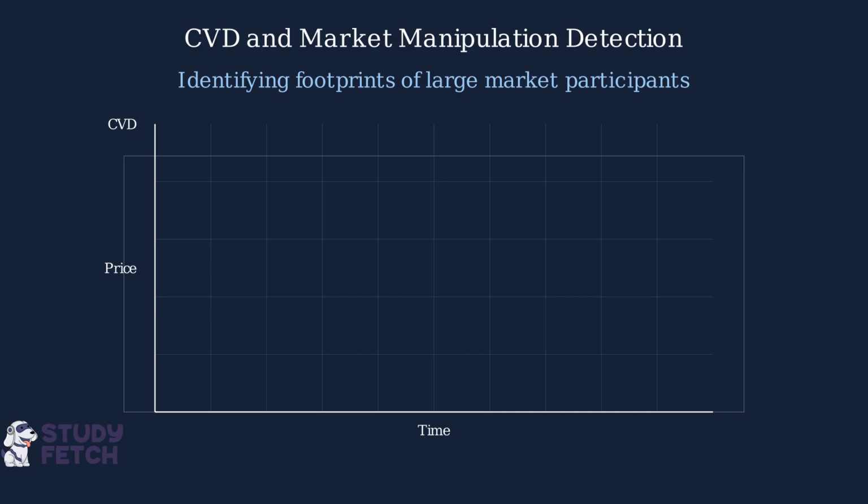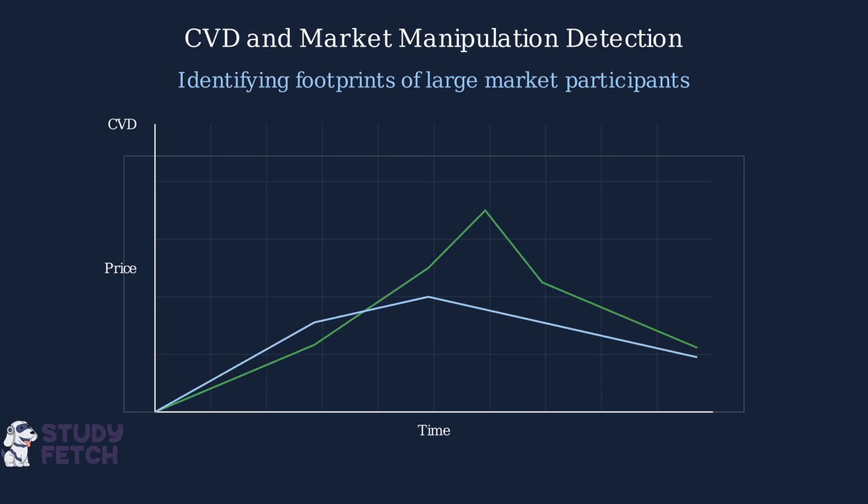However, these activities often leave footprints in the cumulative volume delta data that astute traders can detect. Let's look at a common manipulation pattern. Notice how the price and CVD initially move together, showing healthy market agreement. But here we see a divergence forming. The price continues to rise sharply, but the CVD fails to confirm this movement.